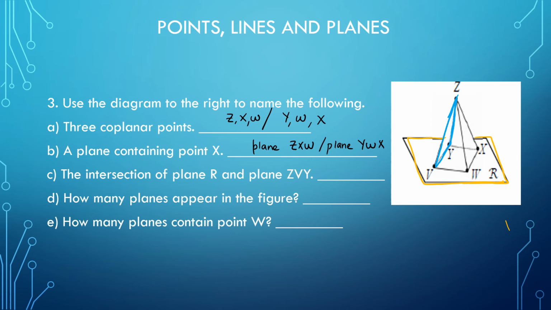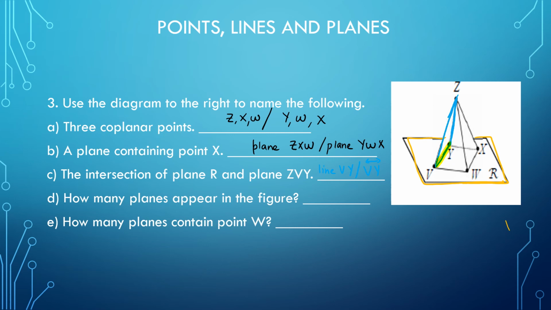We're talking about the intersection of a plane and a plane, which will always be a line. So this is the line which meets, or intersects, plane R. So you're going to just write that name and you're going to say line VY, or VY with a symbol.